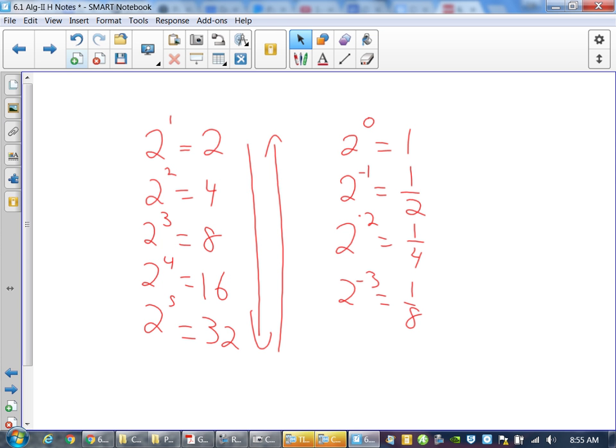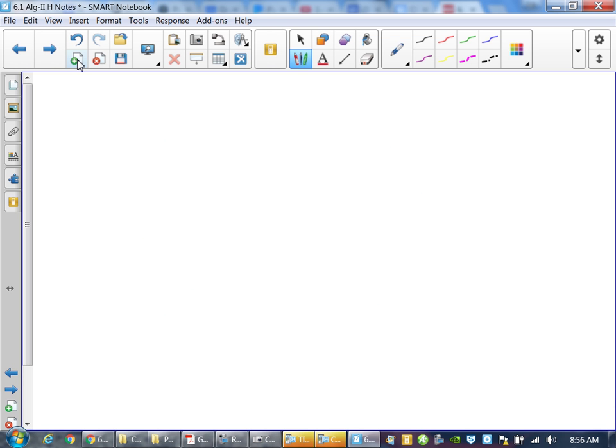So you get all these different rules. You get a ton of rules. For example, if you have the same base, different exponents, and you're multiplying together, all you do is add the exponents.